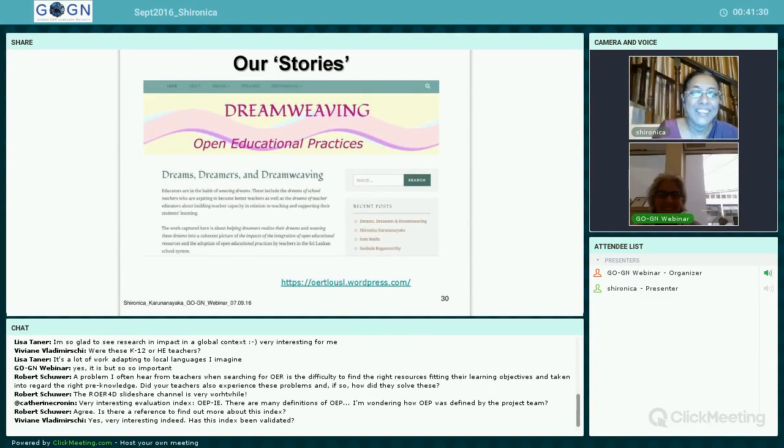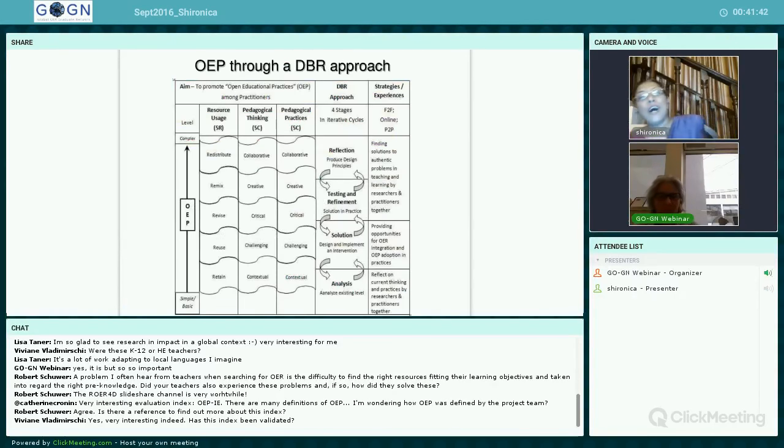Okay, about this question on the index, we are still in the validation process. I'm just answering one question here. All right, so this is the framework we have come up with based on all our experiences. Now, if I may go to my first, initial point.